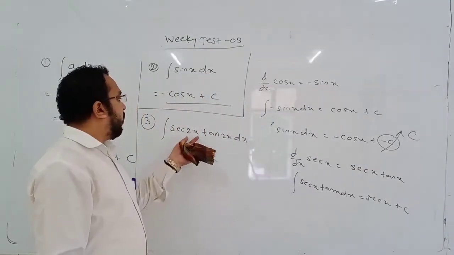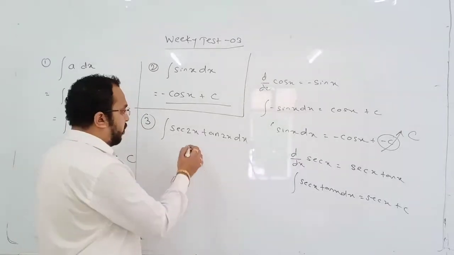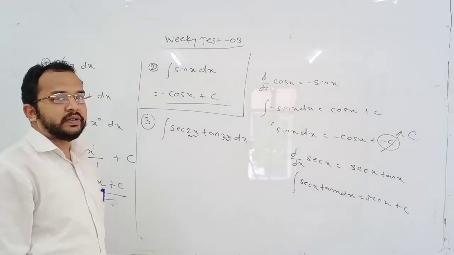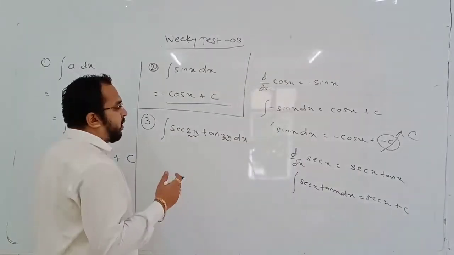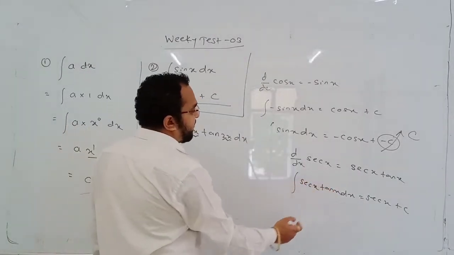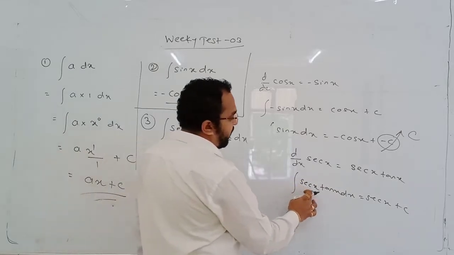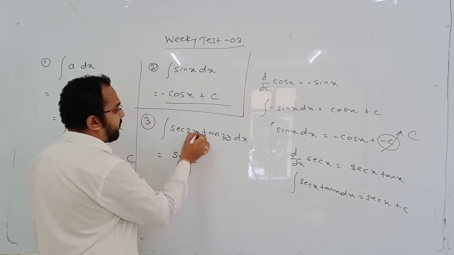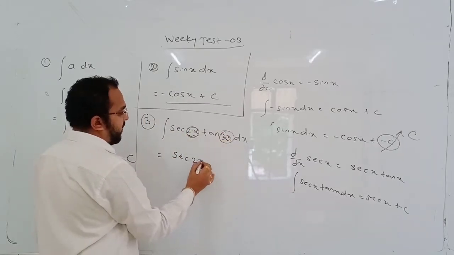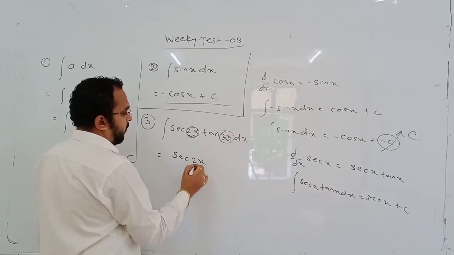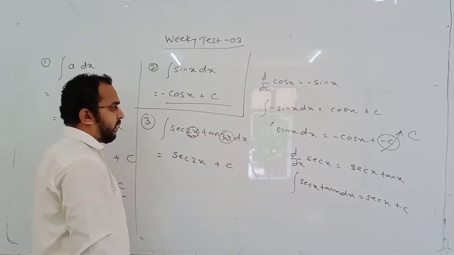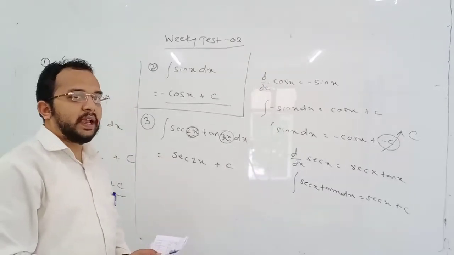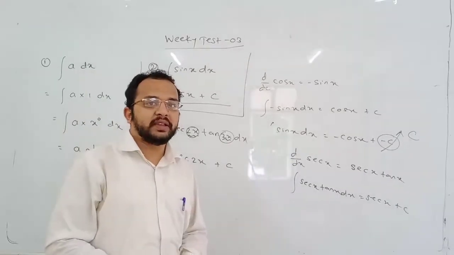But here x is not there. In place of x there is 2x. So what is the integration of sec something into tan something? Integration of sec something into tan something is sec something plus c. So it will be sec of that something, and the something is 2x. But that something is not x, it is 2x. So we need to differentiate that 2x and put it in the denominator.